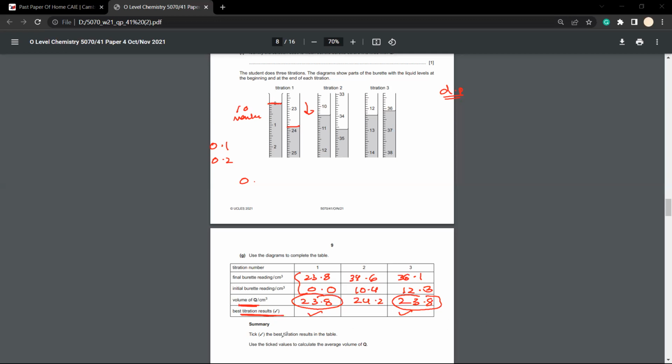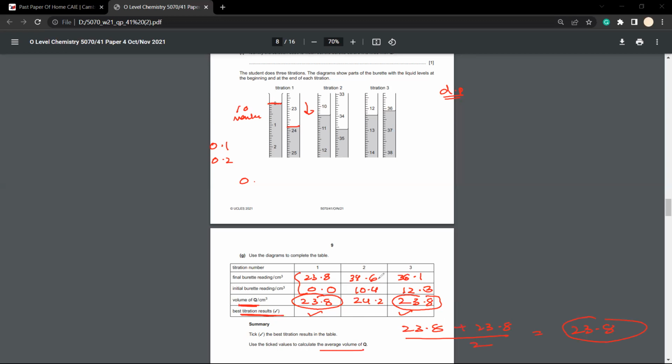And what is the next step? They ask us to you have to put the tick under this, and then they ask us to take an average of the tick ones, the best titration. So when you'll be taking an average 23.8 added to 23.8, because both these values are same, we will be getting an average of 23.8 only.